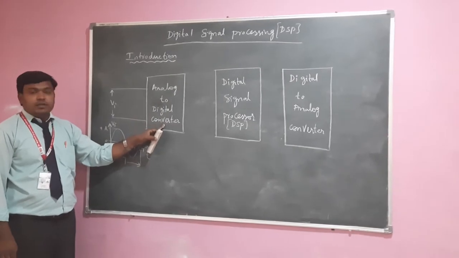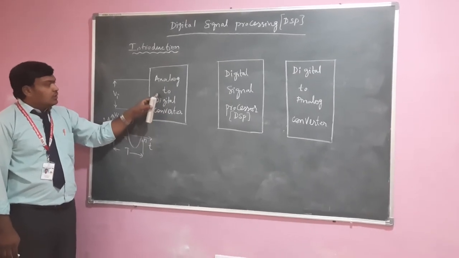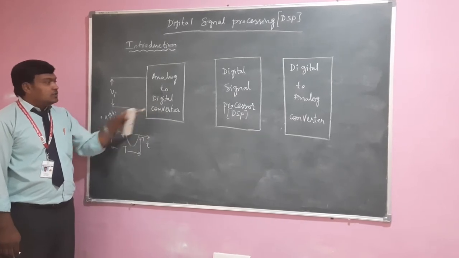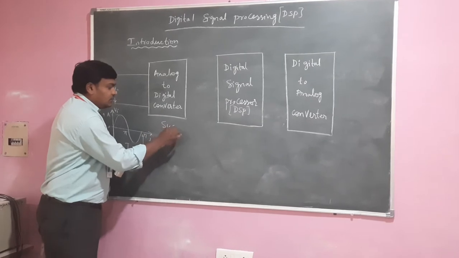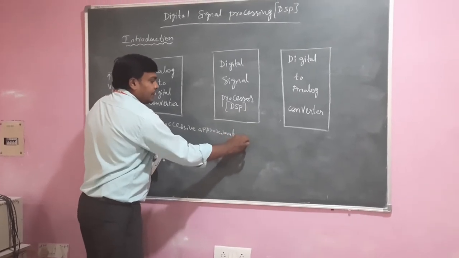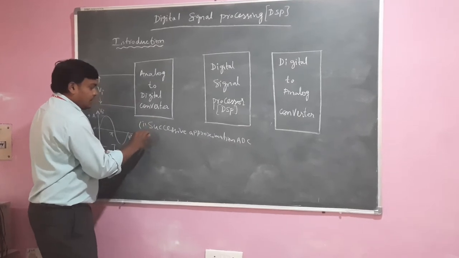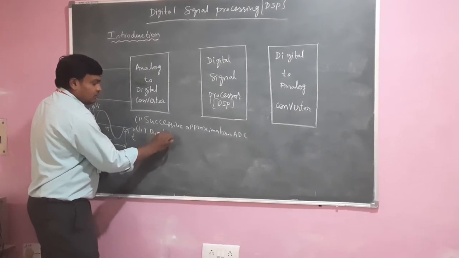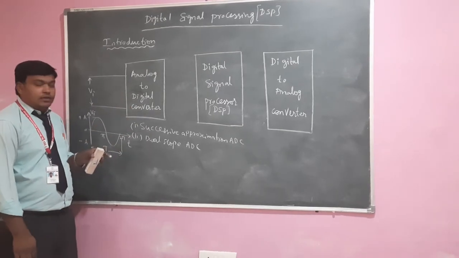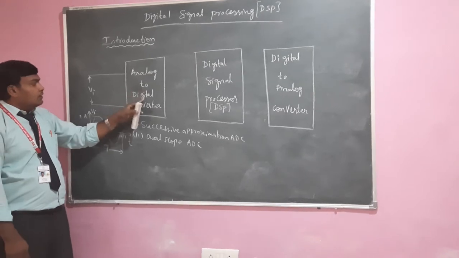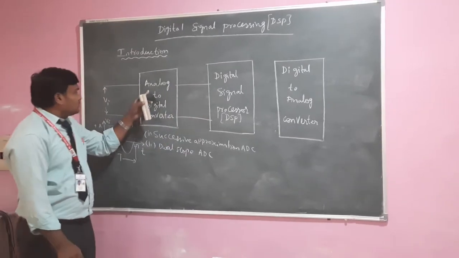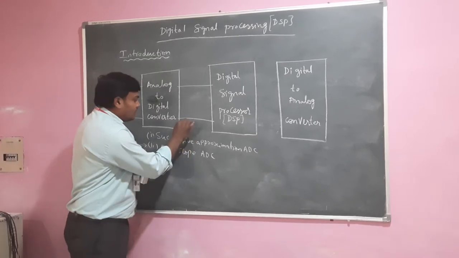This analog to digital converter is a very important block. In this, different types of ADCs are used. For example, we have successive approximation ADC and dual slope ADC. Like that, we have so many analog to digital converters. This input signal is applied to the analog to digital converter, and the ADC converts the analog signal into digital.